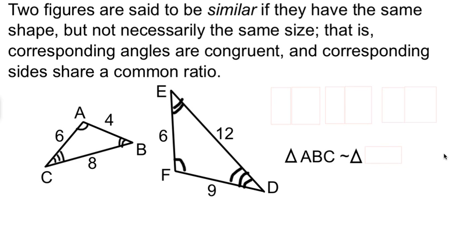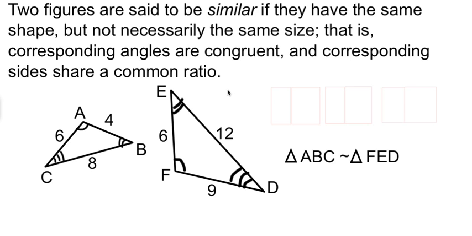Now, just like with congruent figures, the order of the letters matters. So again, we have triangle ABC. We need to decide the order for this triangle. And we go by who matches who. A matches F, because they each have 1. B matches E, because they're both marked with 2. And C matches D.